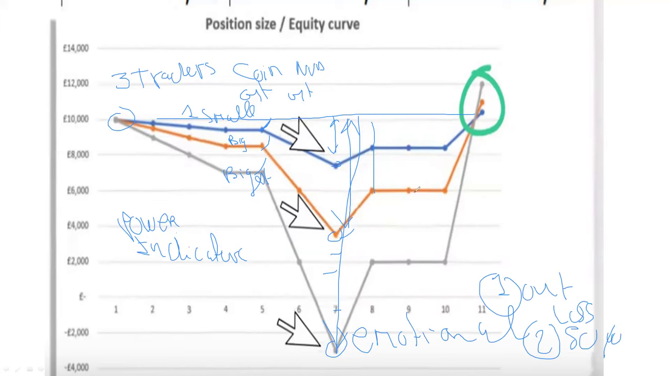Here, the guy is nervous. The guy here is using the power indicator, waiting with the probabilities. He doesn't care. Buy on blue, sell on purple, he knows it's coming. He's going to wait until the position is positive.